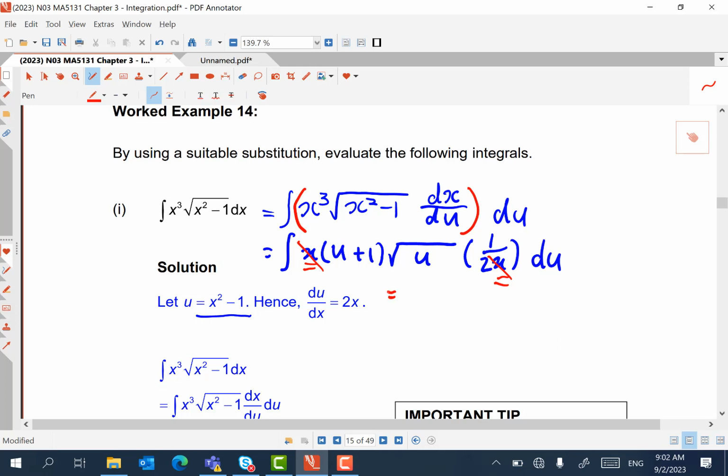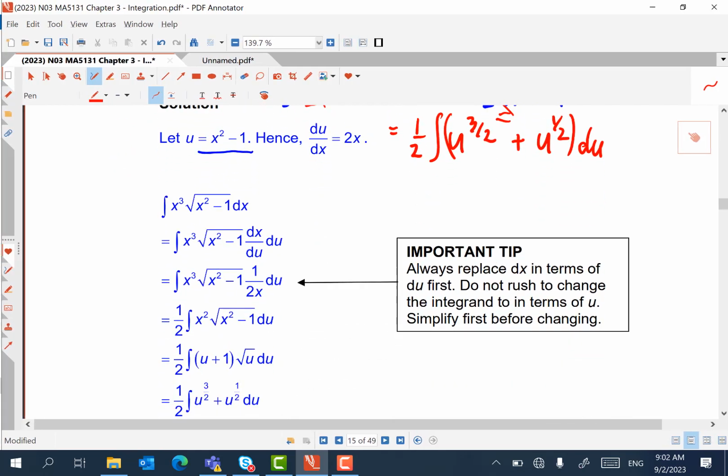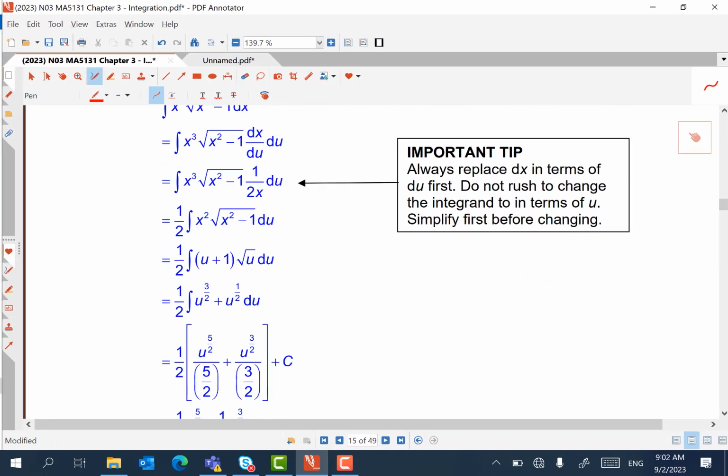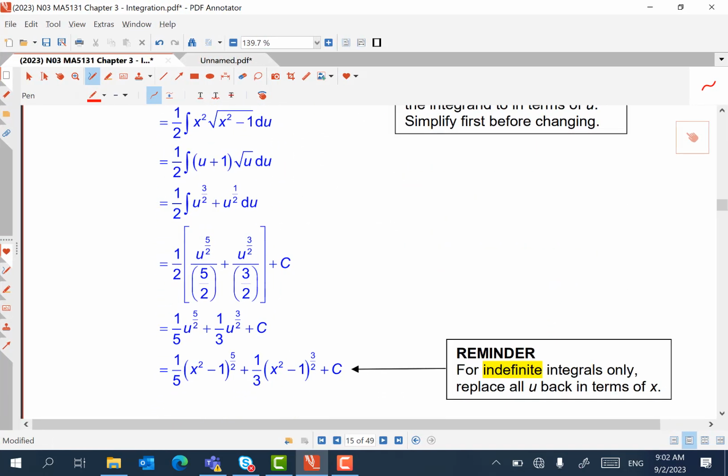So that this one can now be written as half u to the power of 3 over 2 plus u to the power half. For this kind of question, after doing the integration, and you get the answer in terms of u, it is crucial for you to remember to do that one important step. After integrating, you must change the u back to x's. Okay, the indefinite integral. There are people who forget to do so.